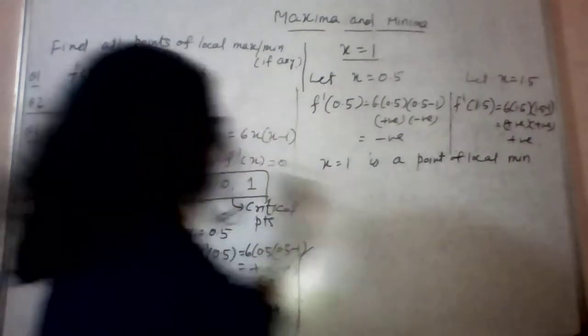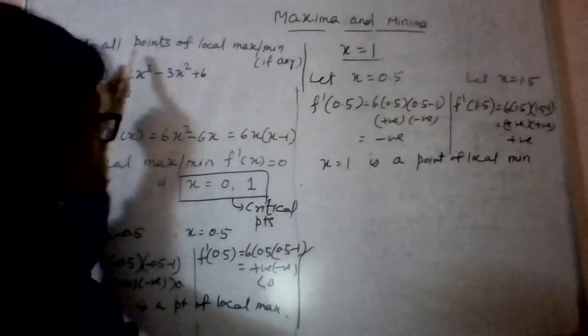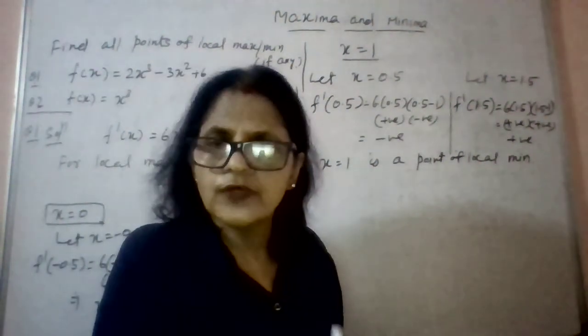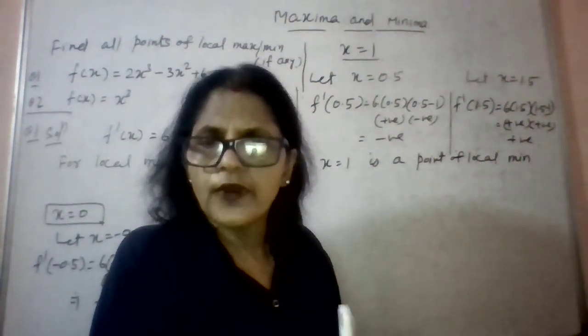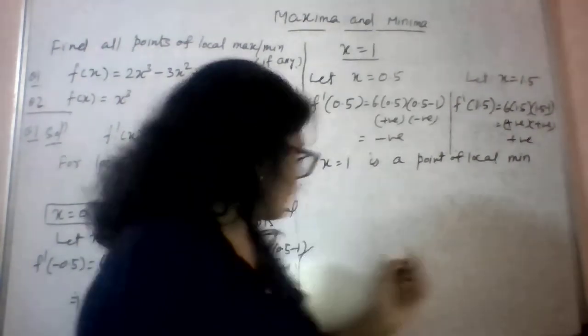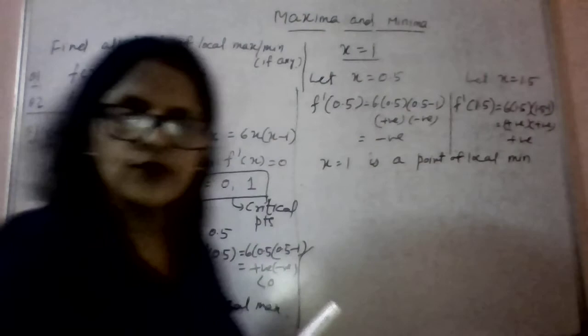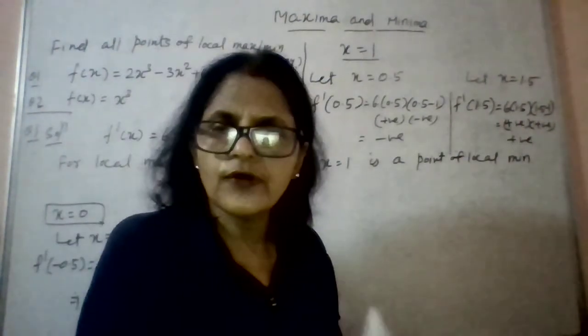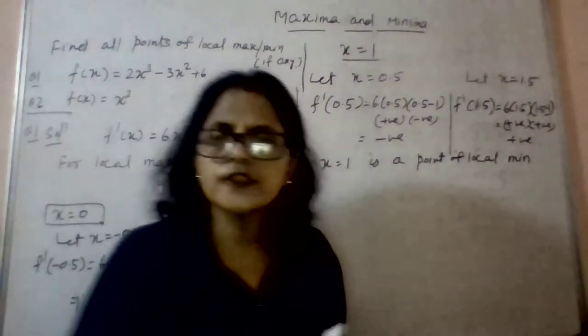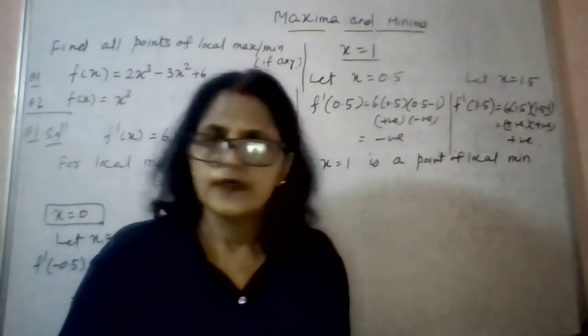Is it clear? Now next you see, find all points of local maximum and minimum. So in the question we are given, find points of local maximum and local minimum if any. So we have x equal to 0 as the point of local maximum and x equal to 1 as the point of local minimum. That's it.